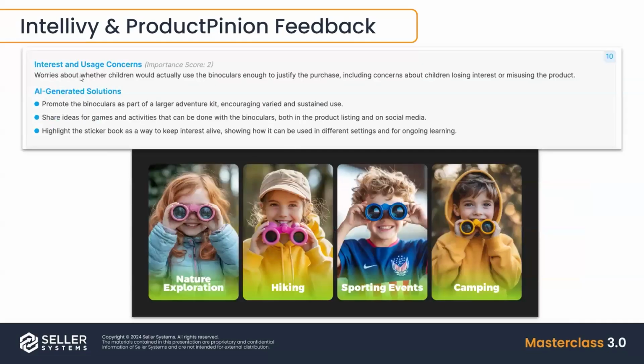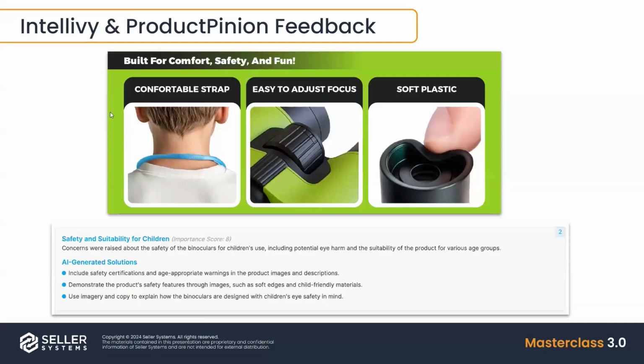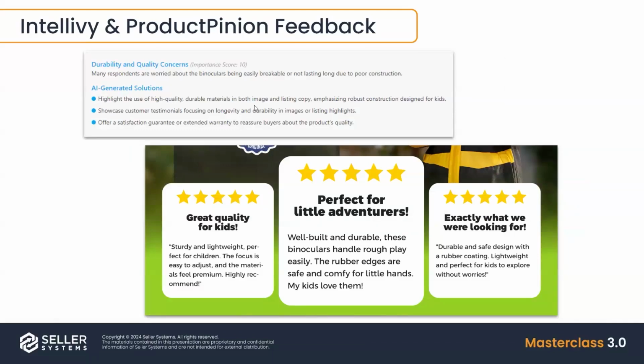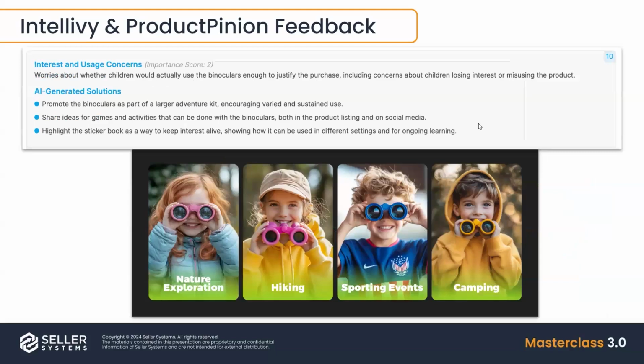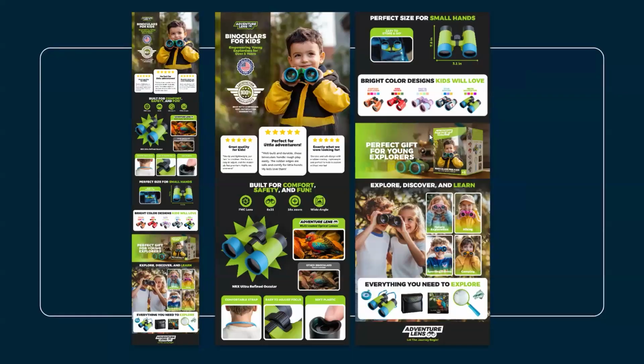I'm going to kind of gloss over this, but basically what this is showing is that for each of the elements from the drab score, we're making images that relate to this. So like safety and suitability for children, we're pulling these straight from what people are looking for. Like appearance and design, we're showing all of the different colors. Like interest and usage concerns, we're showing that your kid can use this for hiking, for sporting events, for camping.